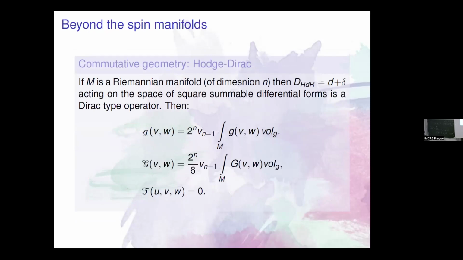Final part, you go beyond the spin manifold. So going beyond the spin manifold, for the Hodge-Dirac, I already mentioned, what do you get as the result? You get the same metric, same Einstein tensor, zero torsion. What do you expect? But still, when you think of it, now maybe for us it's sort of obvious, but when we started, it was not.